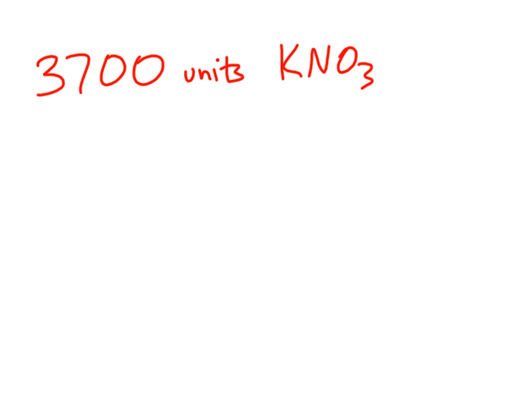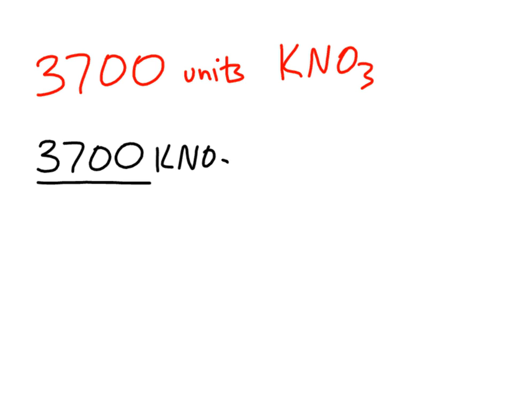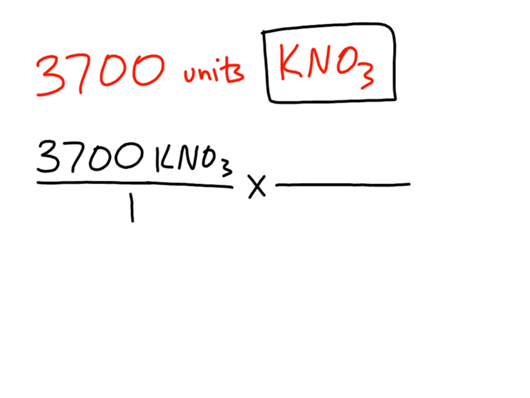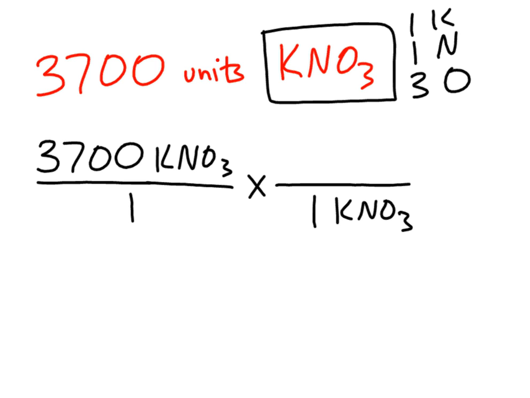So if I had 3,700 units of potassium nitrate, I want to know how many oxygen atoms are there. In doing so, I would simply take what I'm given and put it over 1. We're going to do a little bit of dimensional analysis right here, but they're all pretty straightforward, one-step processes. So I have 3,700 KNO3 over 1, and I look at the formula itself: I have 1 potassium, 1 nitrogen, and 3 oxygen. For every 1 potassium nitrate unit, I have 3 atoms of oxygen. So I do my math and cancel my units out. Potassium nitrate cancels out, and I'm left with atoms of O.